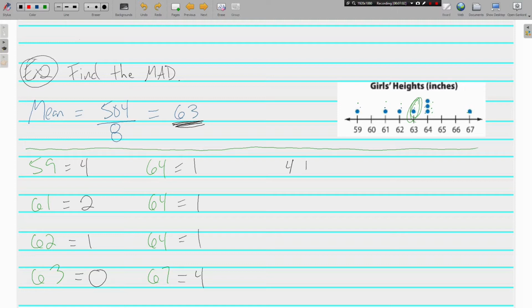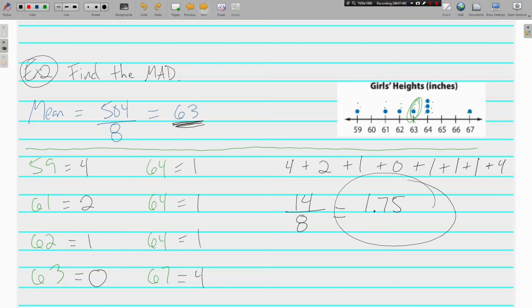Okay, again, I'm going to add all those together. I've got a 4 plus 2 plus 1 plus 0 plus 1 plus 1 plus 1 plus 4. Add all those together and we get 14 divided by the 8 data items we added together. That's going to give us a mean absolute deviation of 1.75. Again, the closer a MAD is to 0, the more reliable the mean is.